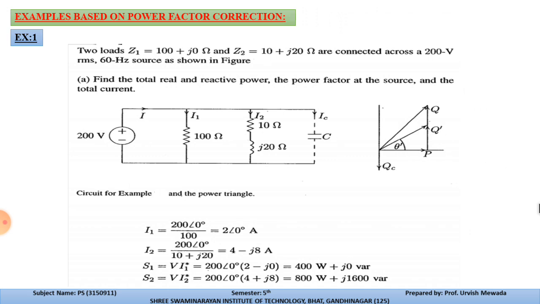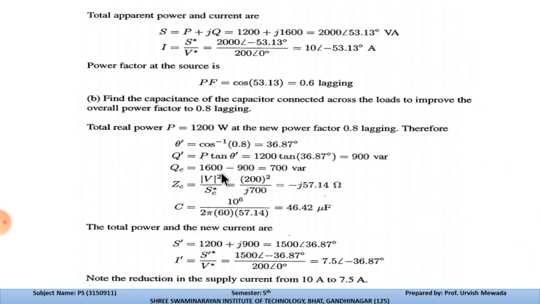From this equation, if we apply it over here, so P tan theta, and theta is theta dash that we already calculated. So P is equal to 1200, that we require as the new power, and theta that we calculated from this, 36.87, so 900 VAR.